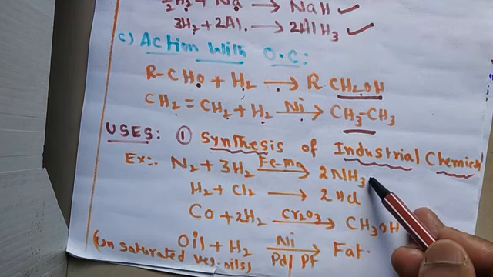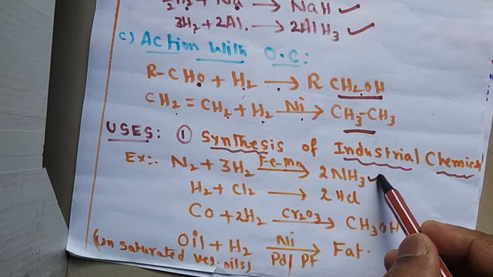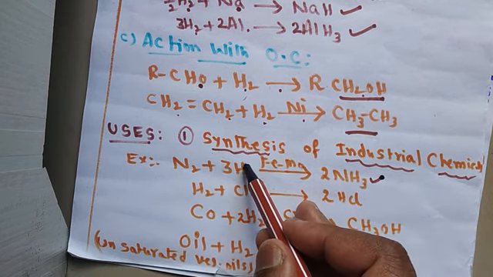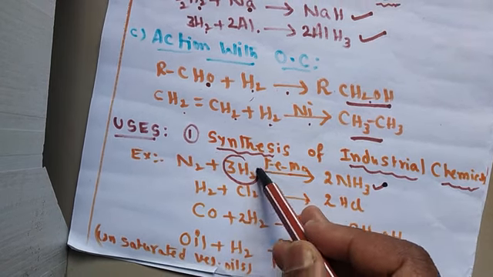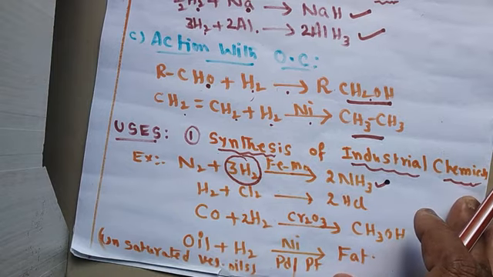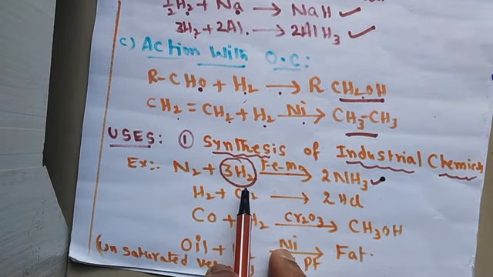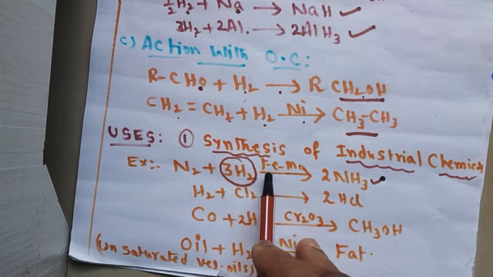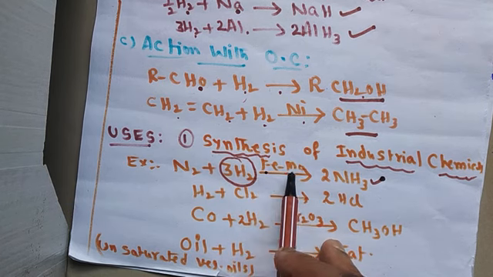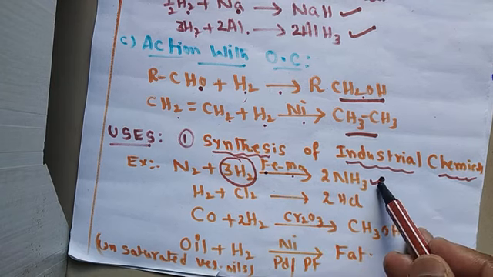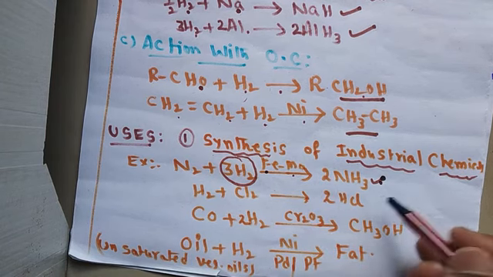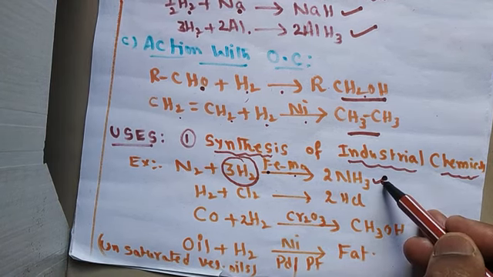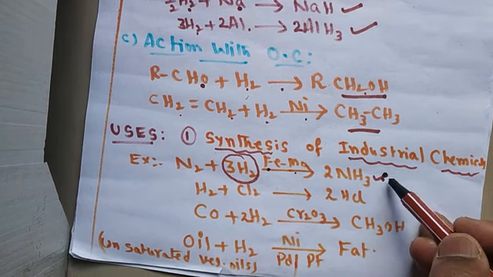Here, manufacture of ammonia by Haber's process. One of the reactants is hydrogen gas, children. Nitrogen reacts with hydrogen in the presence of iron and molybdenum. Here iron acts as a catalyst, and molybdenum acts as a promoter, to form ammonia. So this is one of the principal equations in the synthesis of ammonia, children.